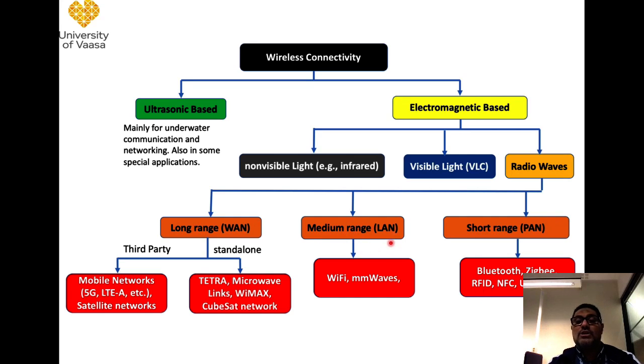A medium range like Wi-Fi and also millimeter waves are a few examples of medium range or local area network, where we can connect different equipment together. And for the long range, we have two paths, standalone or third party. Okay, what is the difference?